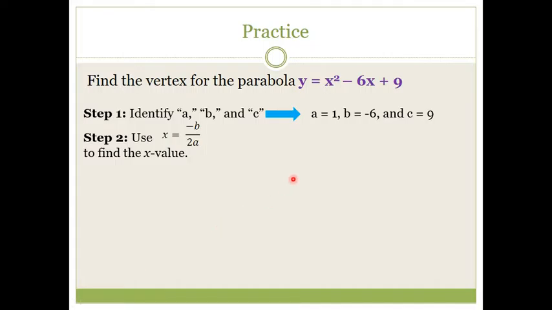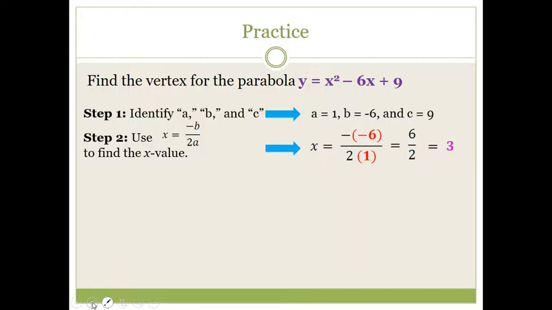Alright, so we identify our values for a, in this case, which is 1, b, which is equal to negative 6, and c, which is equal to 9. So we're going to go ahead and plug in our b and a into negative b over 2a. So here's the negative that's always in front of the b, and then b happens to be negative 6. Then we get 2 times a, which again is in this case 1. So the opposite of negative 6 is positive 6. And 2 times 1 is 2. And then we get that 6 divided by 2 is 3.